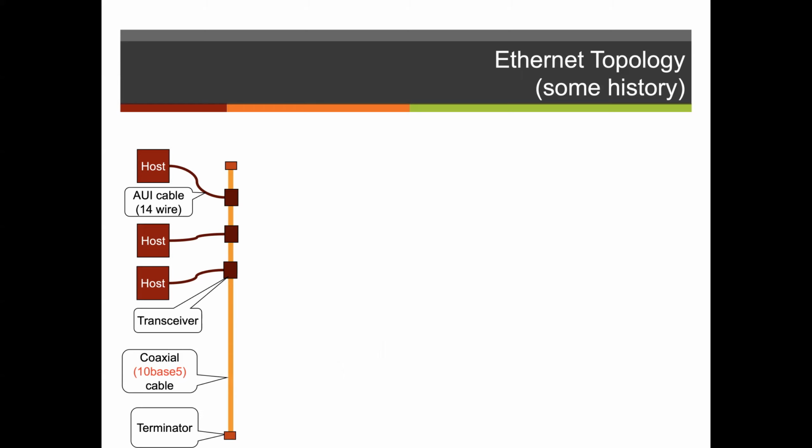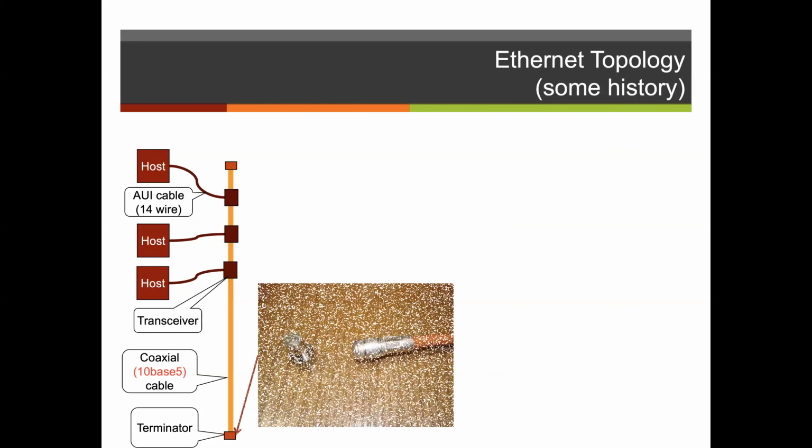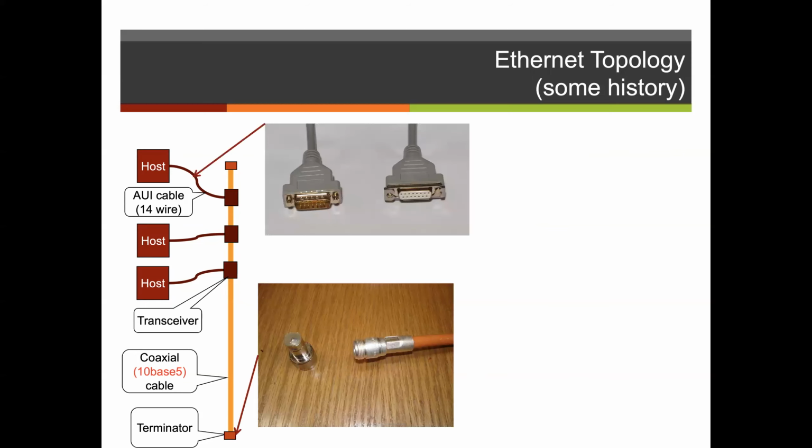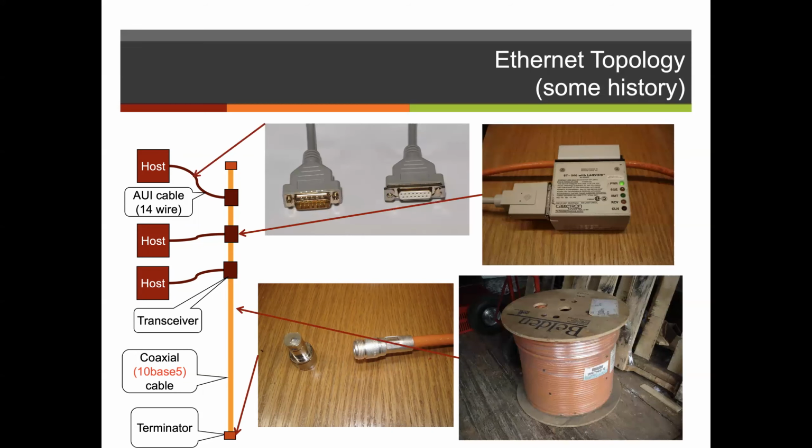Initially, we were able to start with a few hosts that are connected via an AUI cable. These also include a transceiver and coaxial cable, as well as a terminator. These are the foundational building blocks that were used to provide for an Ethernet connection.